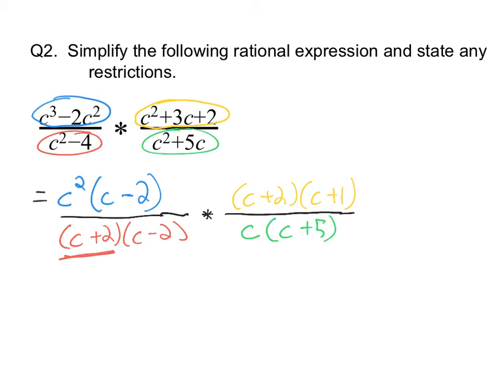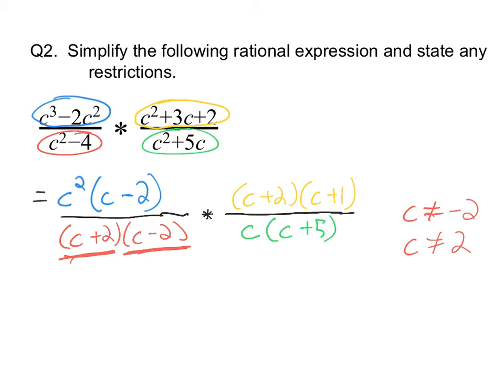So c plus 2 in the denominator, well, if c were equal to negative 2, that factor would be equal to 0, and that would set our entire denominator equal to 0. So c equals negative 2 is not permitted. The second factor, c minus 2, so if c were equal to 2, we would also obtain a non-permissible value.